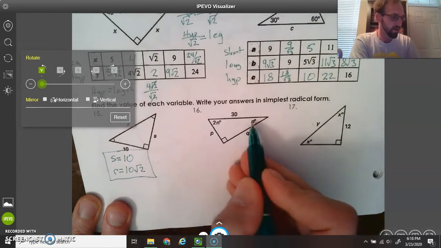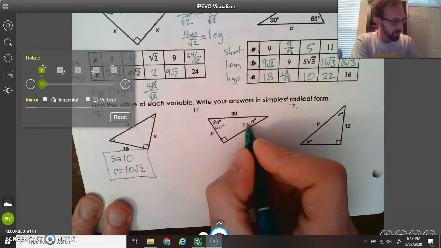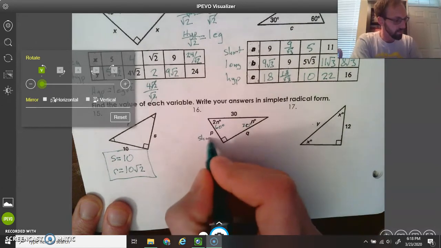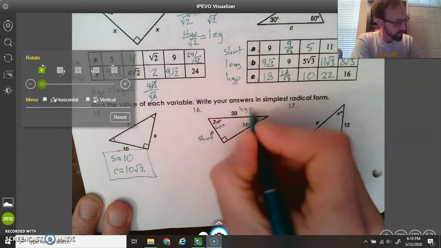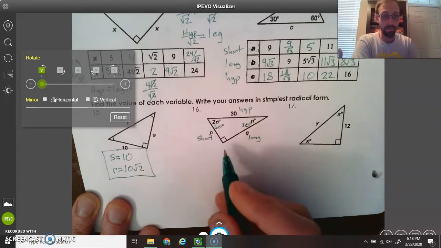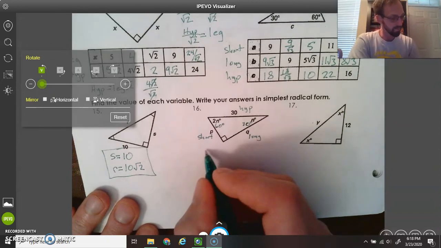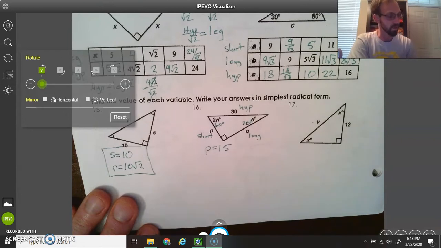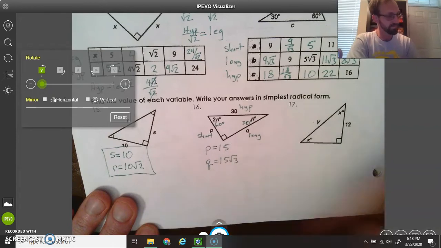This is 2n degrees and n degrees, so this has to be 60 degrees, and this has to be 30 degrees. That means that P is the short side, Q is the long side, and 30 is the hypotenuse. That means that the short side is half the length of the hypotenuse. So we know that it is 30 divided by 2. So P is equal to 15. And then to get the long side, we take 15 times radical 3.